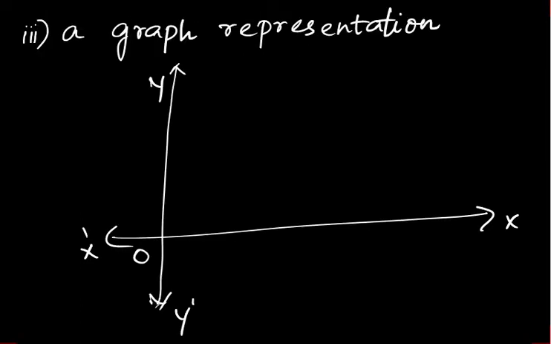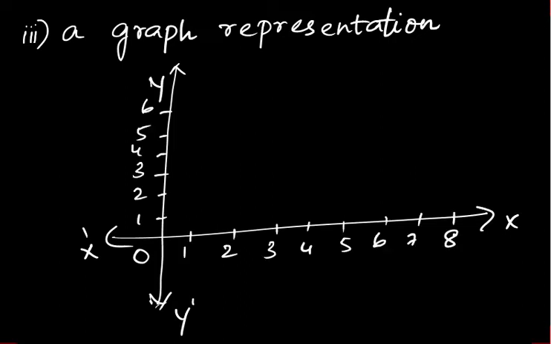Third one, a graph representation. To represent graphically, draw a graph and plot the points and then mark the axes, that is x, y, x dash and y dash. So the first coordinates will be (1, 2). So 1 from your x axis and 2 from your y axis. Mark it and then write it as (1, 2).